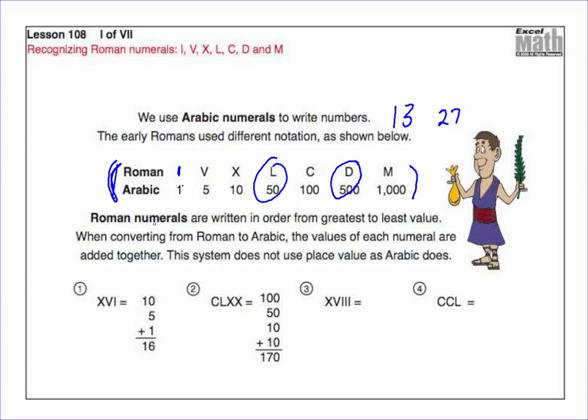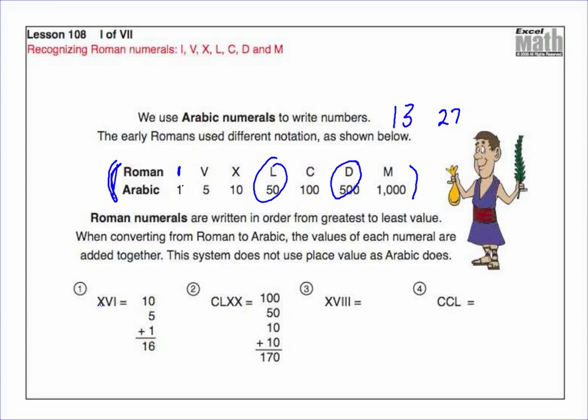remember. It says Roman numerals are written in order from greatest to least value. When converting from Roman to Arabic, the values of each numeral are added together. This system does not use place value as Arabic does. So you're simply going to add all the pieces together. Now, it doesn't always work that way. These are the easy problems. So let's take a look at the easy ones here.